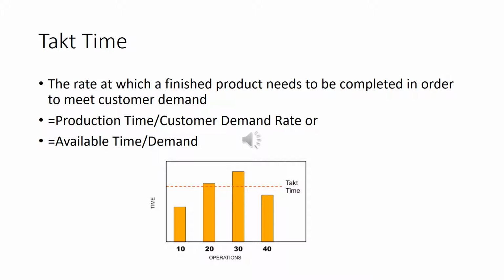But basically it's just production time divided by the customer demand rate. Or another way of putting it is available time divided by demand. Real simple concept. Take a look at this picture. I'm not going to talk about it. We got an issue here, right? Operation 30 and 20, they can't make it fast enough to keep up with the customer demand. I'm going to put this in discussion. We'll talk about it.